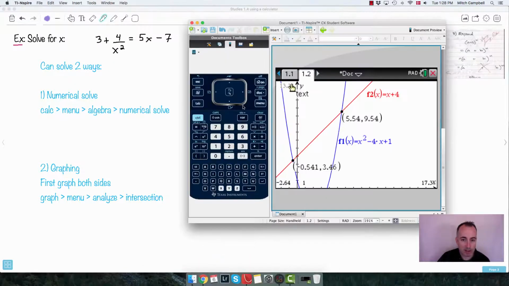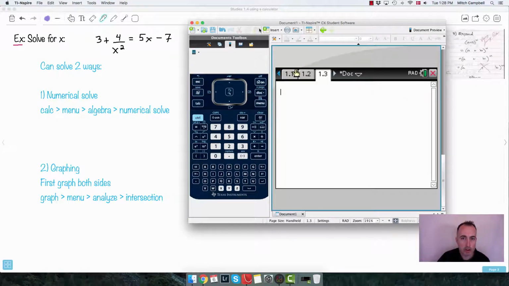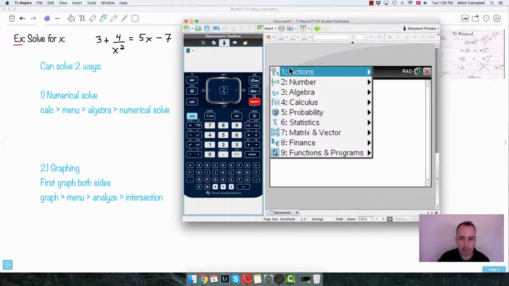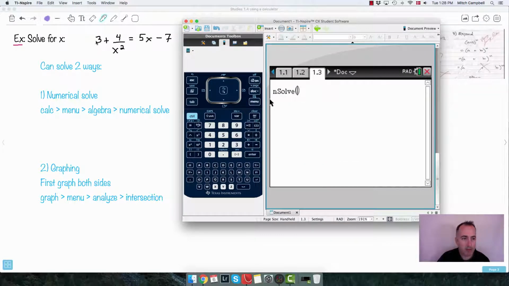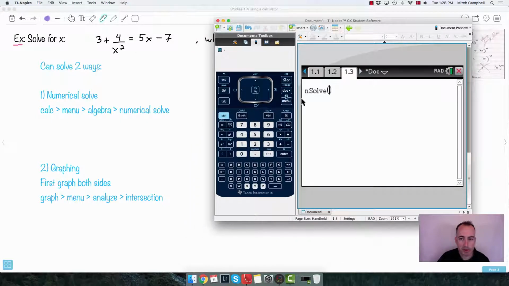Remember, we need our trusty calculator. I'm just going to make a new page just to make it easier here. So what do I use? NSolve. So I go over here, I do algebra, and I do numerical solve. And I put in this equation. So 3 plus, oh, I need a fraction here. So I use this little fraction symbol there. So control that one there. And I put in 4 over x squared.